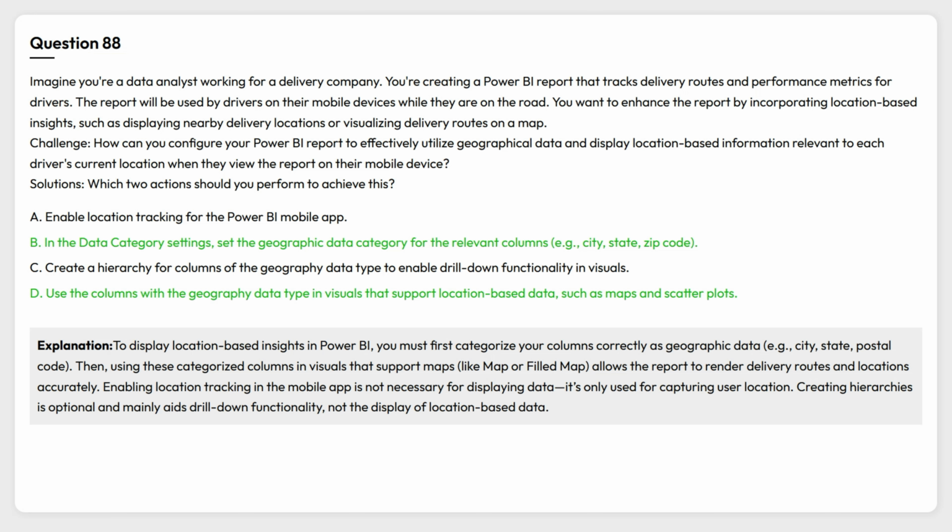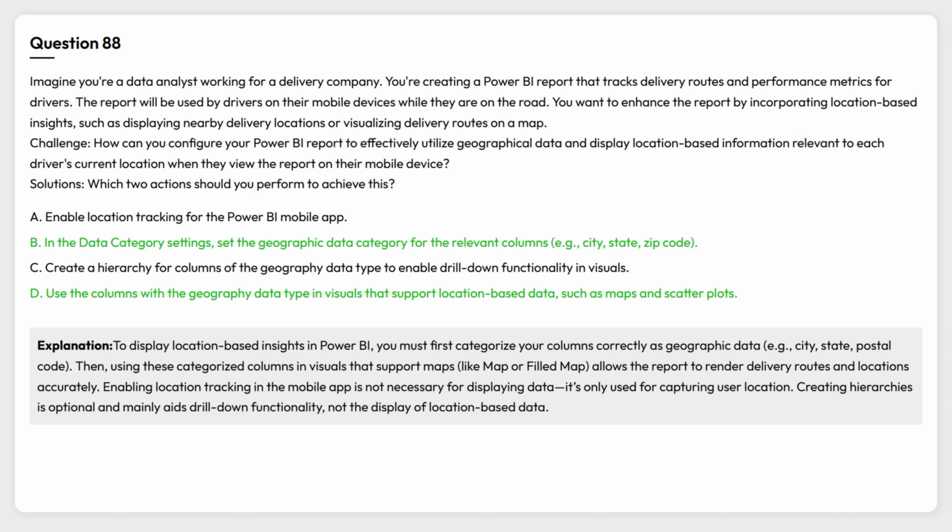To display location-based insight in Power BI, you must first categorize your columns correctly as geographic data. Example: city, state, postal code. Then, using these categorized columns in visuals that support maps, like map or field map, allows the report to render delivery routes and locations accurately.